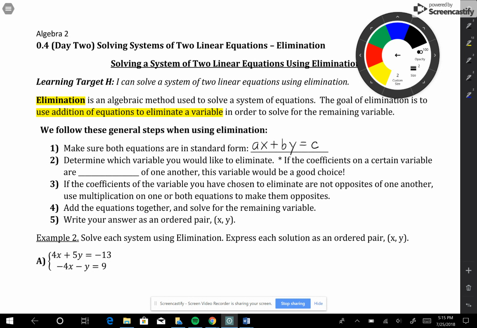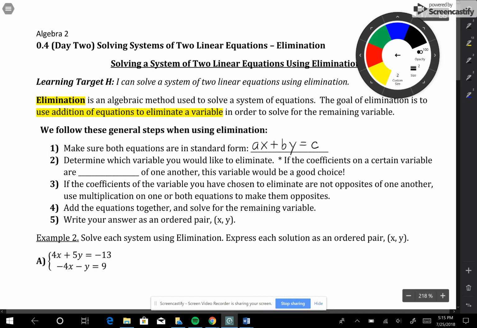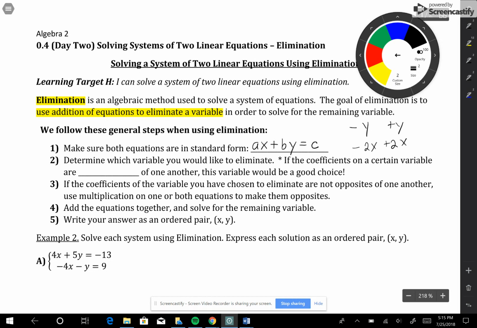After we ensure that both equations are in standard form, we determine which variable we would like to eliminate. Now we try to make this as easy as possible. Since we are going to add these equations together, we want the terms to be opposites of each other. Opposites would be, for example, a negative y and a positive y. Those are opposites of one another. If I would add those together, I would get 0. You could also have negative 2x and a positive 2x. Again, adding those together, I would get 0.